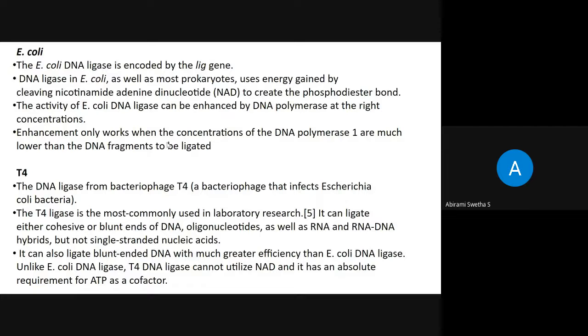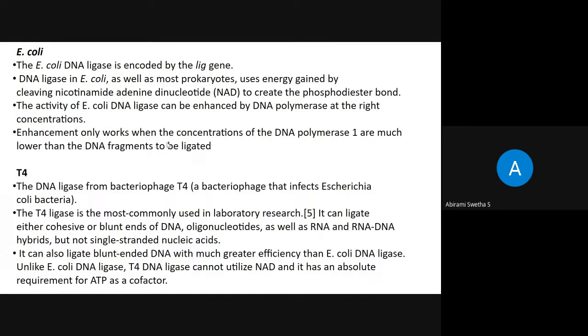The E. coli DNA ligase is encoded by the lig gene. The DNA ligase in E. coli uses energy by cleaving NAD, that is nicotinamide adenine dinucleotide, to create the phosphodiester bond. It does not ligate blunt ends except under certain conditions.